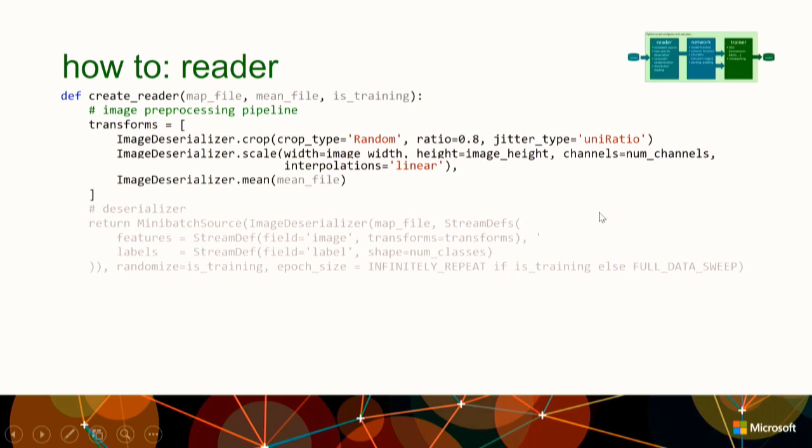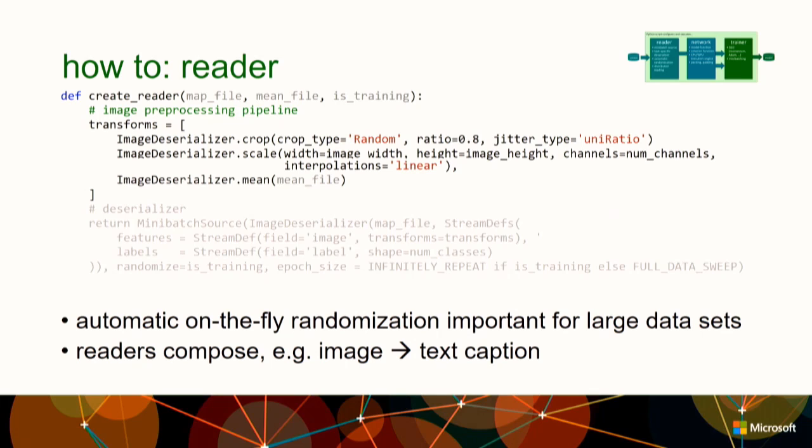To augment your data. Now, if you were to do this yourself, that would be a lot of effort. So use CNTK, an automated way of doing it, and save yourself some headache debugging these transforms that would otherwise take you some time. So automatic on-the-fly randomization is important for large data sets. Readers compose very well, and you can map image to text captions for that bot that I showed. So you could build some very nice data augmentation and read those kinds of complex data very easily.